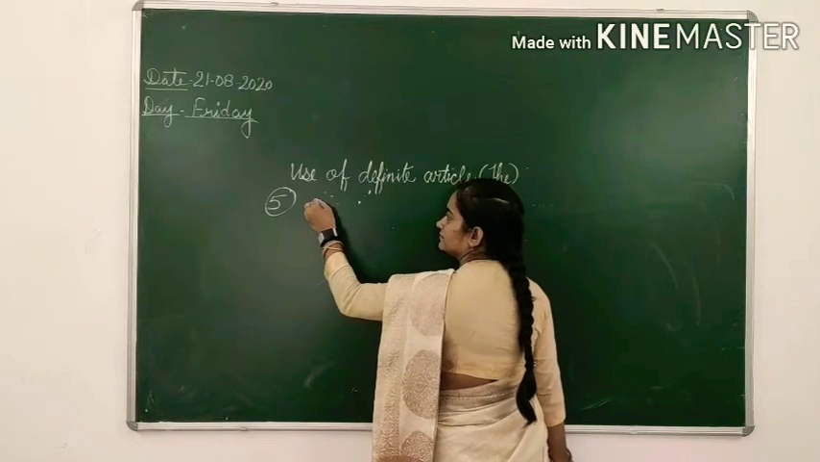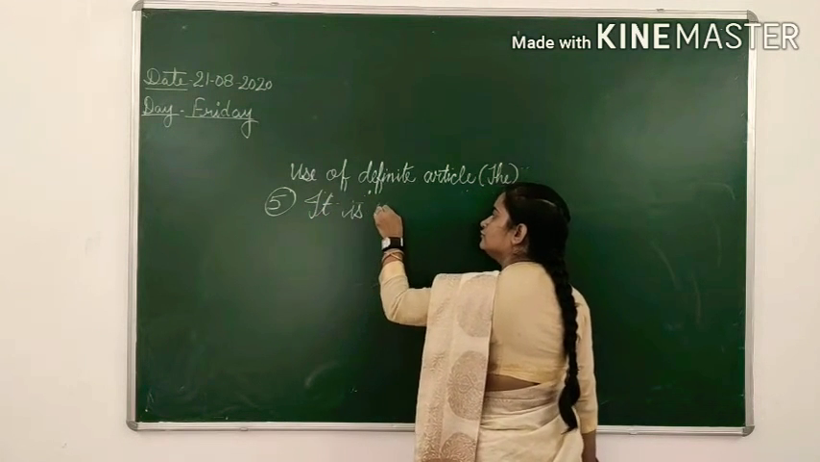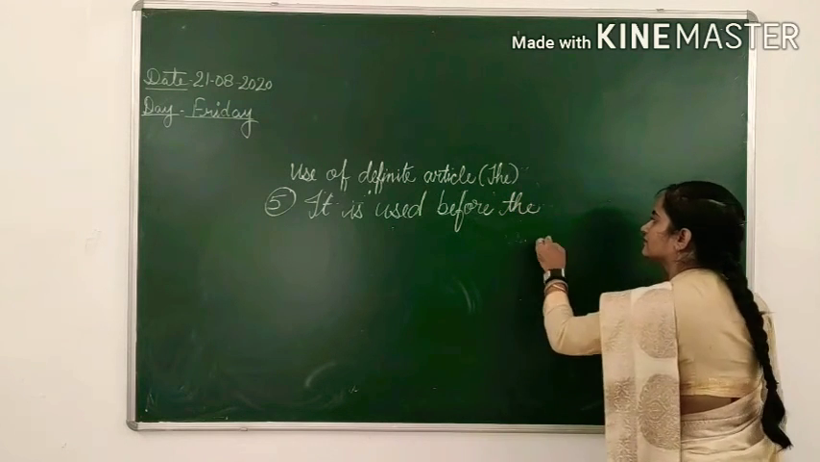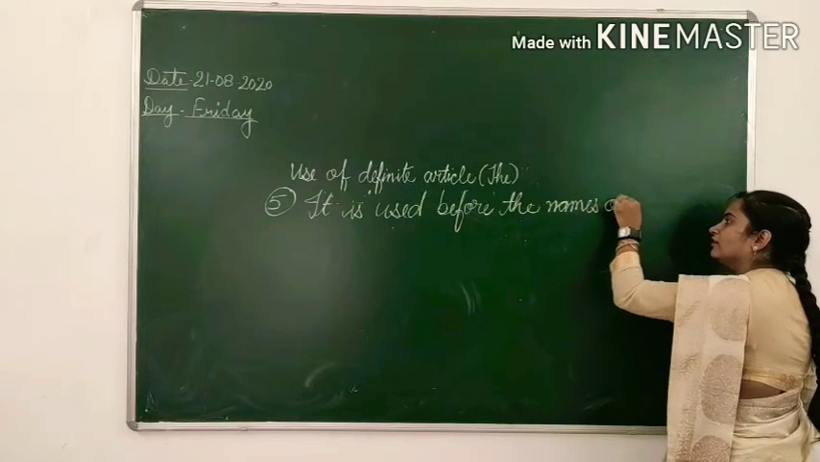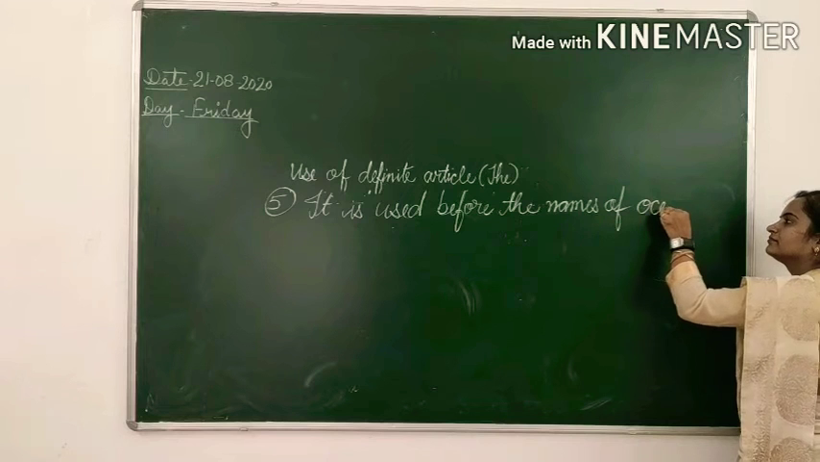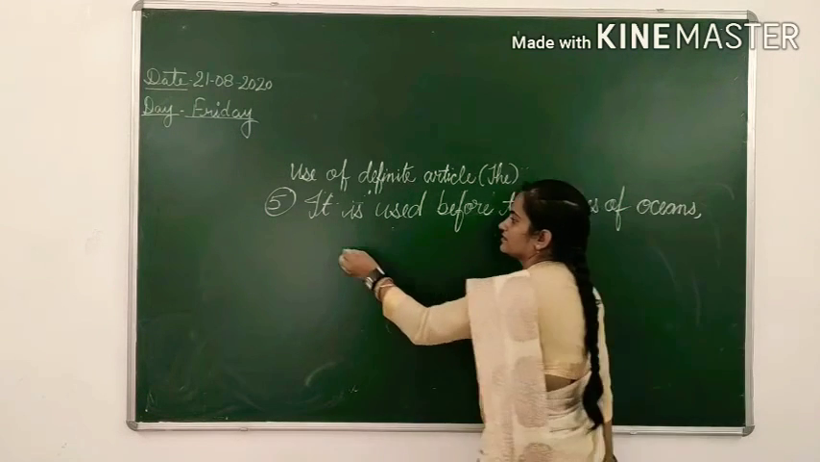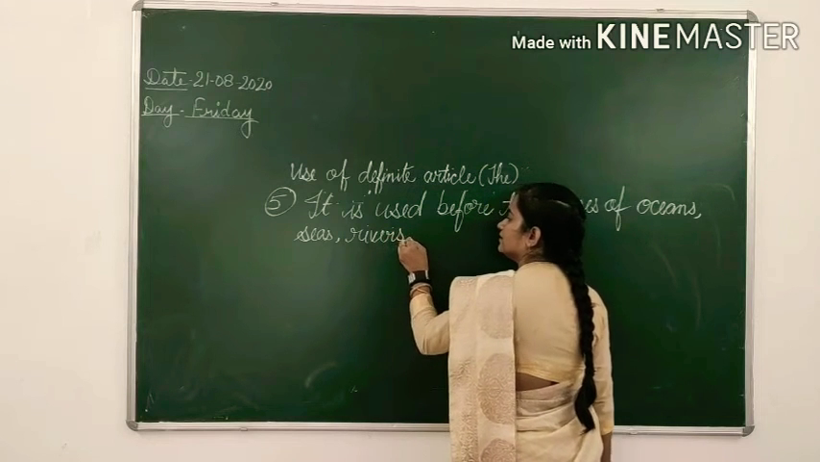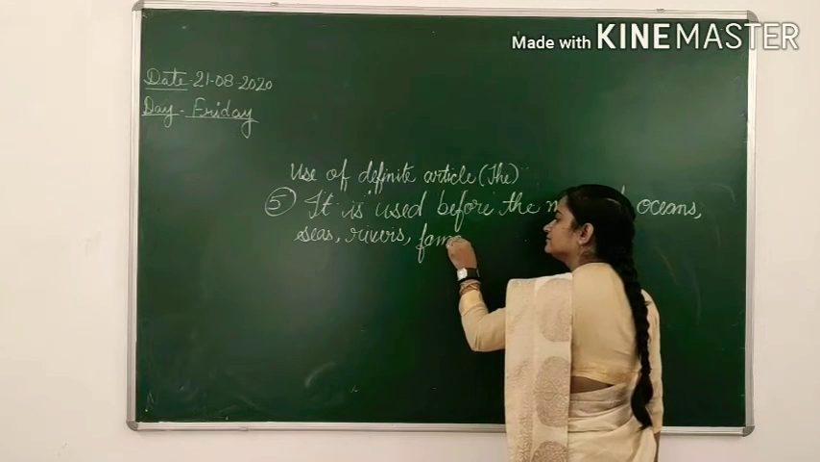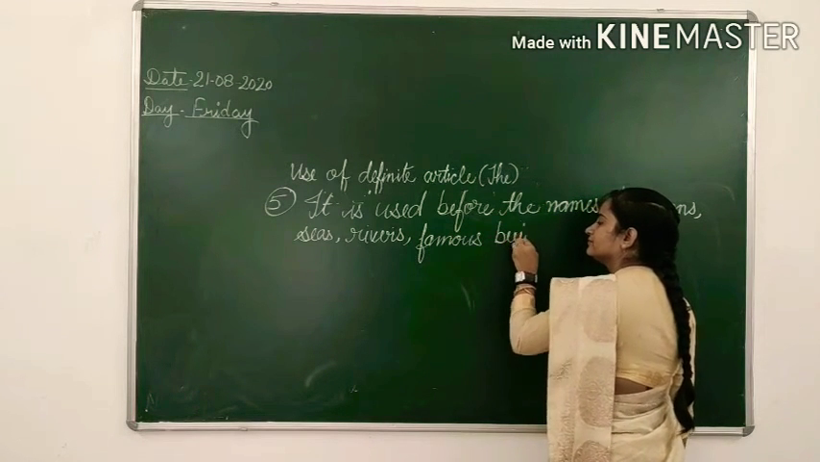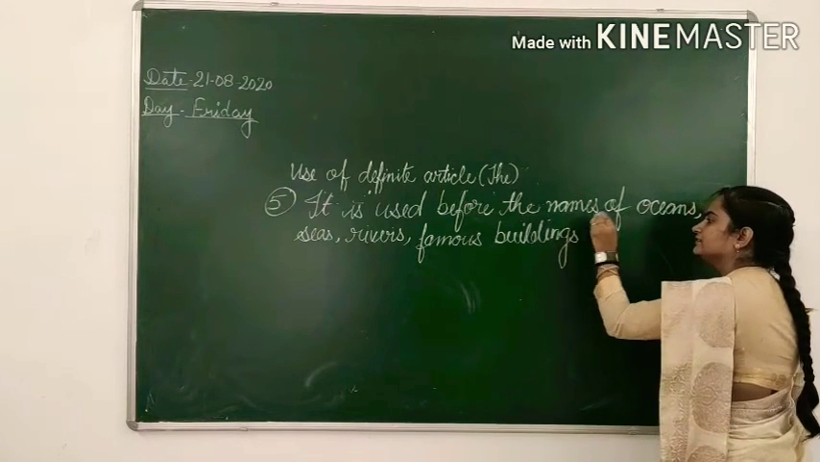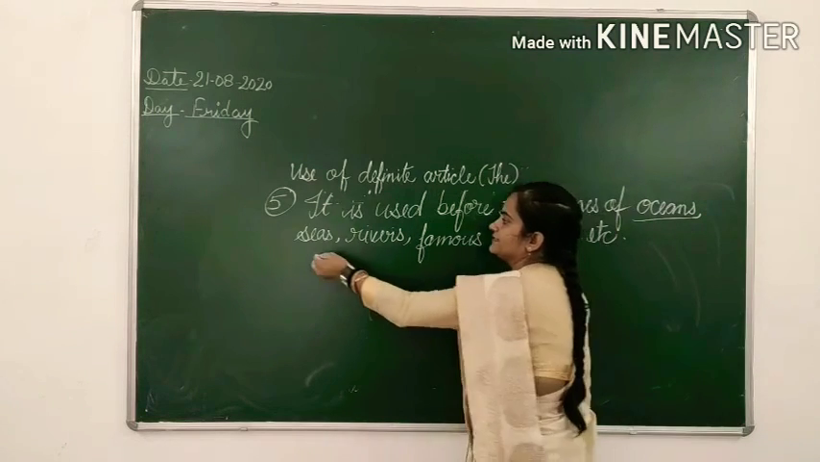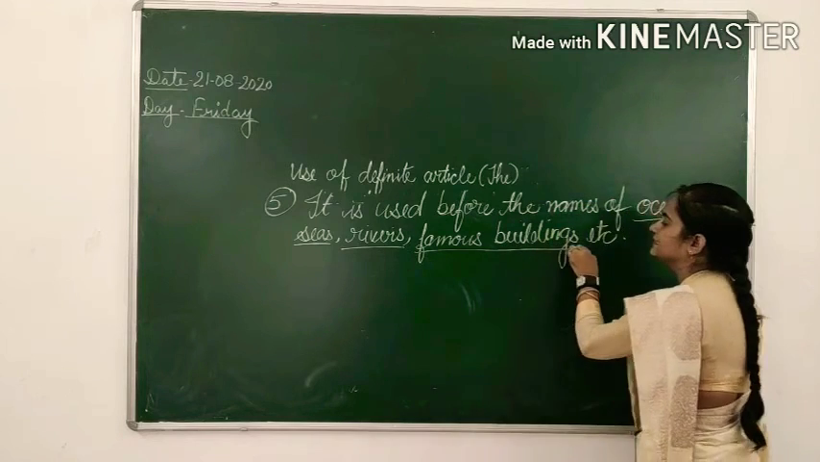Number 5. It is used before the name of oceans, seas, rivers, famous buildings, etc. Means the is used before the name of oceans, seas, rivers, famous buildings, etc.